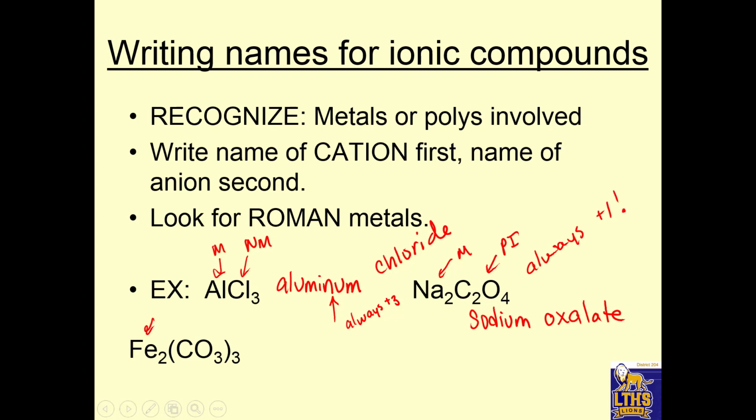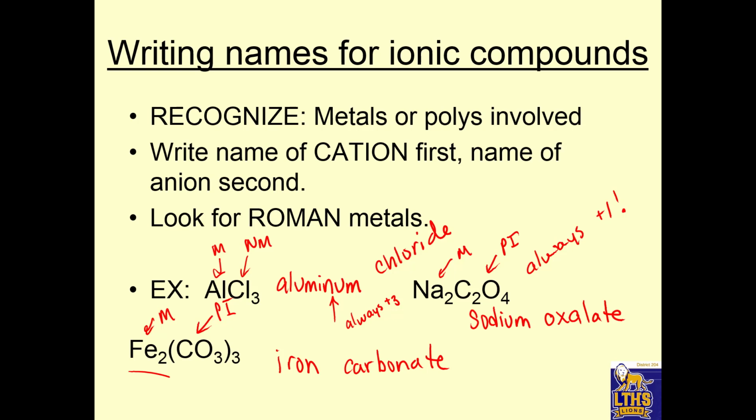Now, here we got a metal. Here we got a polyatomic ion. Name of the metal, iron. Name of the polyatomic ion, carbonate. Thank goodness I memorized that. Woohoo, carbonate. Now I gotta be careful. Find iron on the periodic table. It's not an always metal. It doesn't always have the same charge. So I have to tell you what the charge of iron is in this compound.